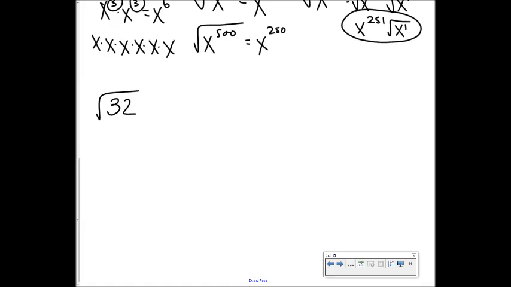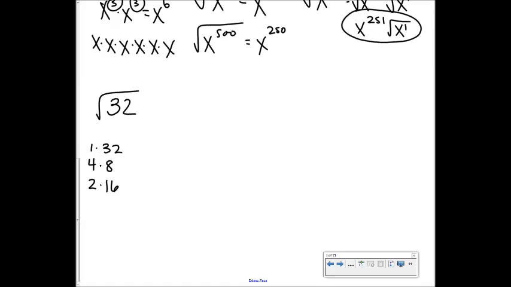What 2 things can I multiply to give me 32? 8 and 4 would work. Okay. Anything else? 1 and 32, or 16 and 2. So these are my options. 1 times 32 gives me 32. 4 times 8 gives me 32. 2 times 16 gives me 32. These are my options. I want to pick the one that has the greatest perfect square.